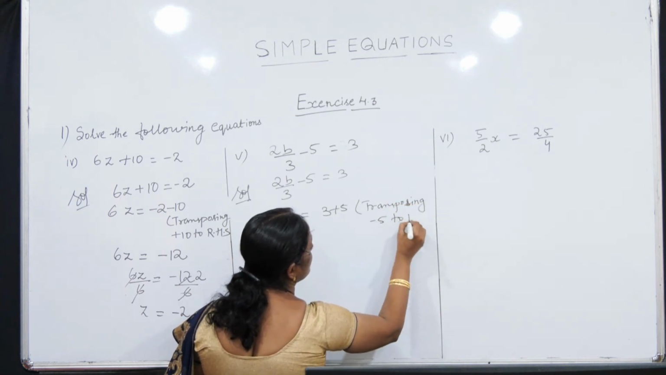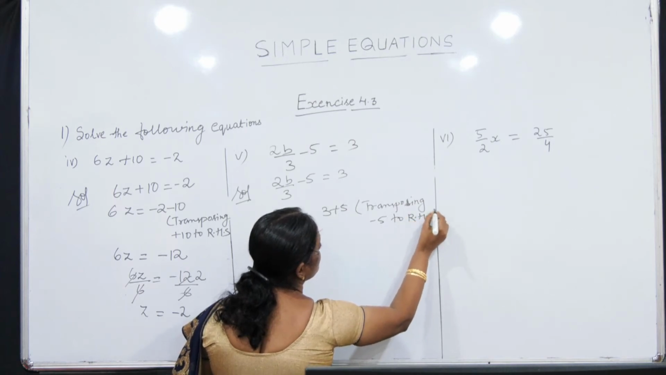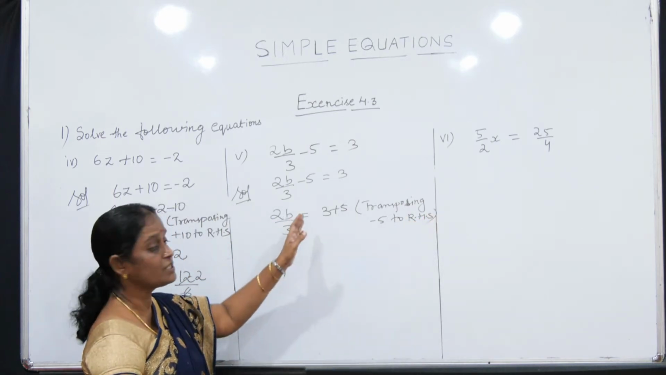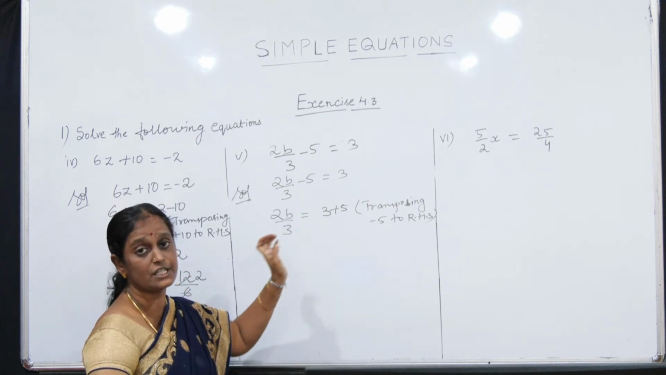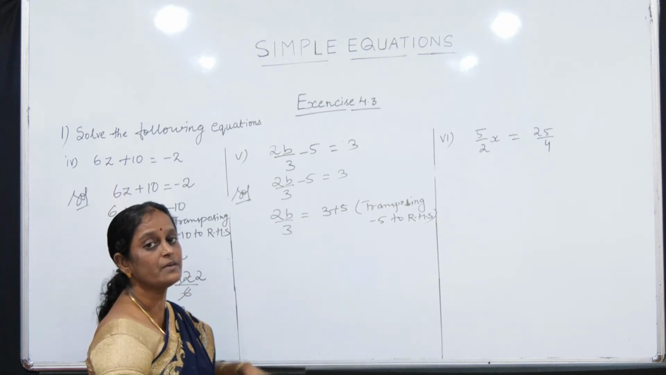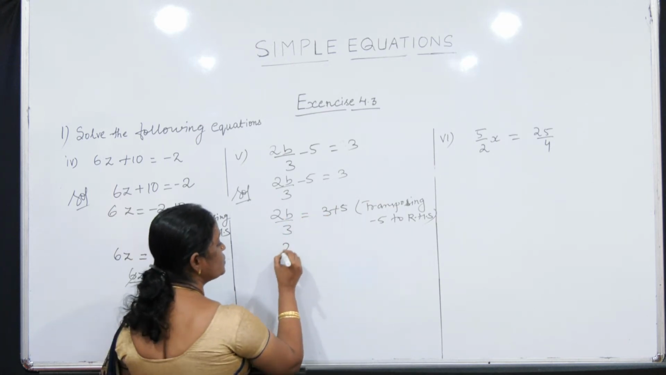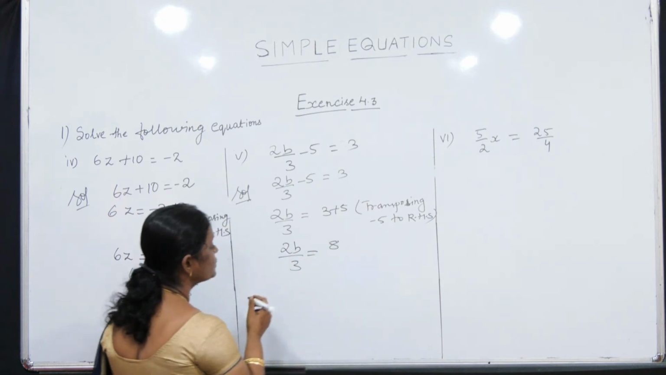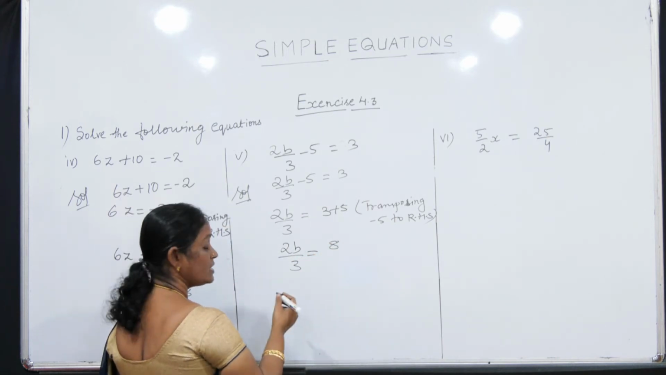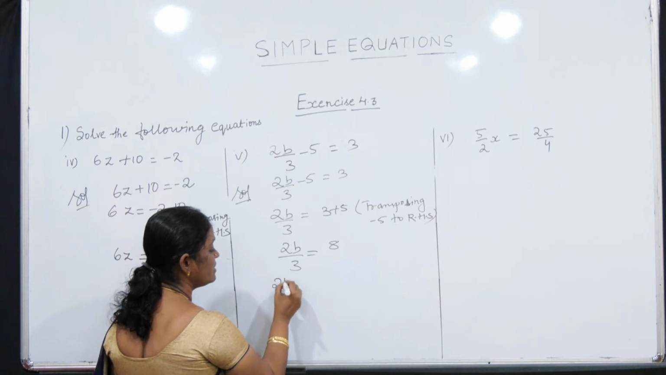Minus 5 को हम जो है RHS में ट्रांसपोज करते हैं, it becomes plus 5. माइनस 5 को जब हम साइड चेंज करते हैं LHS to RHS, it becomes plus 5. So here 2b by 3 is equal to 3 plus 5 is 8. Now the next step, here multiplying both sides by 3.